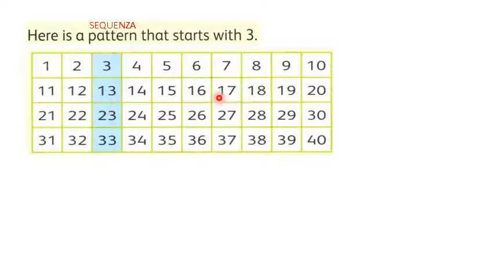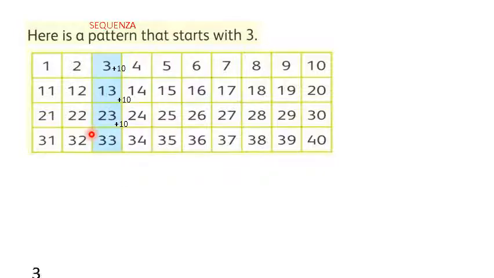Here is a number grid, and here we have a pattern that starts with 3. 3, 13, 23, 33. It's a pattern because to each number we go plus 10. 3 plus 10 is 13. 13 plus 10 is 23. 23 plus 10 is 33.